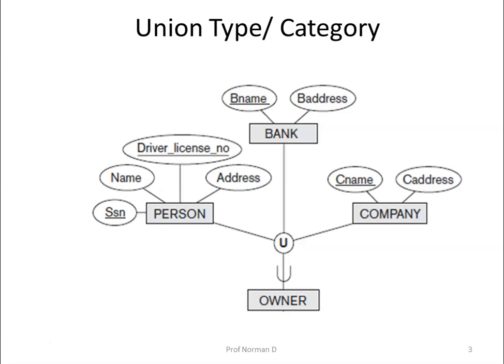Whereas on the other hand, when we talk about a category, a category is a subset of the union of its superclasses. Hence, an entity that is a member of owner must exist in only one of the superclasses. This represents the constraint that an owner may be a company or a bank or a person.